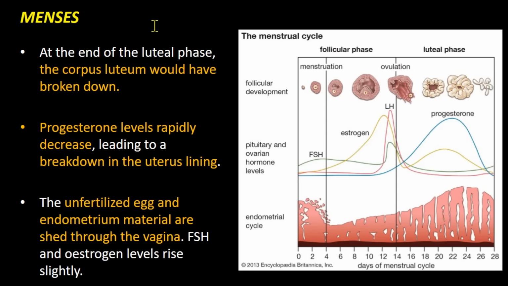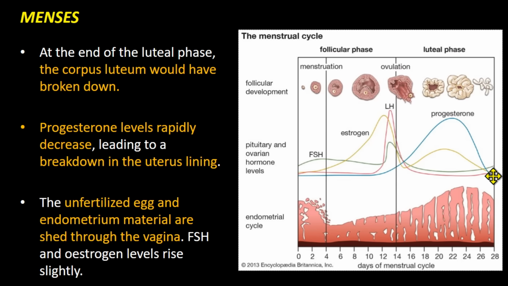Now during menses, or menstruation, which is at the end of the luteal phase, what happens is that the corpus luteum, which would have been the follicle, breaks down. Because it has broken down, it's not going to release progesterone anymore. You'll notice that when it is present, progesterone levels go up. When it has broken down, progesterone levels go down.